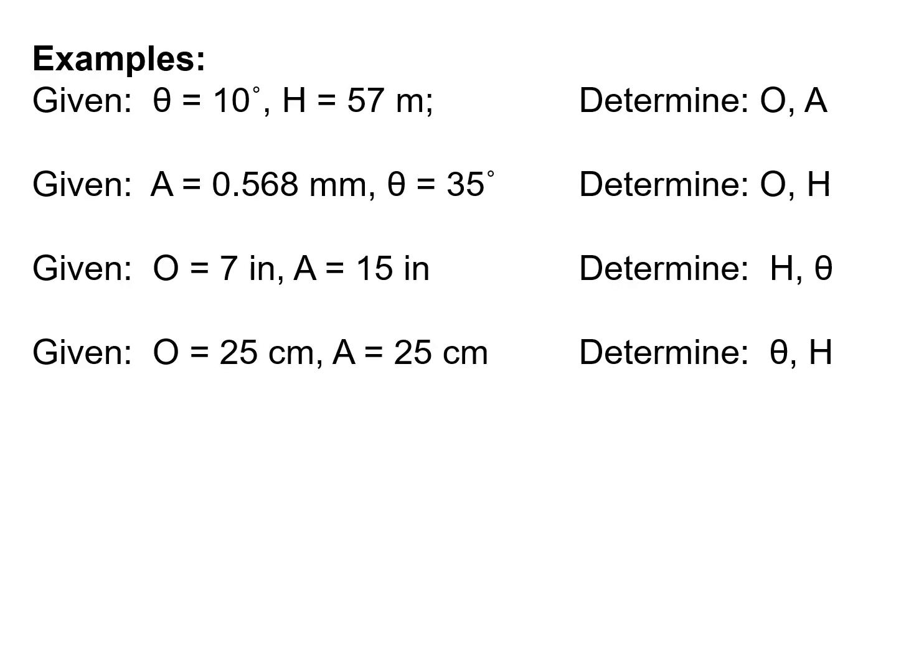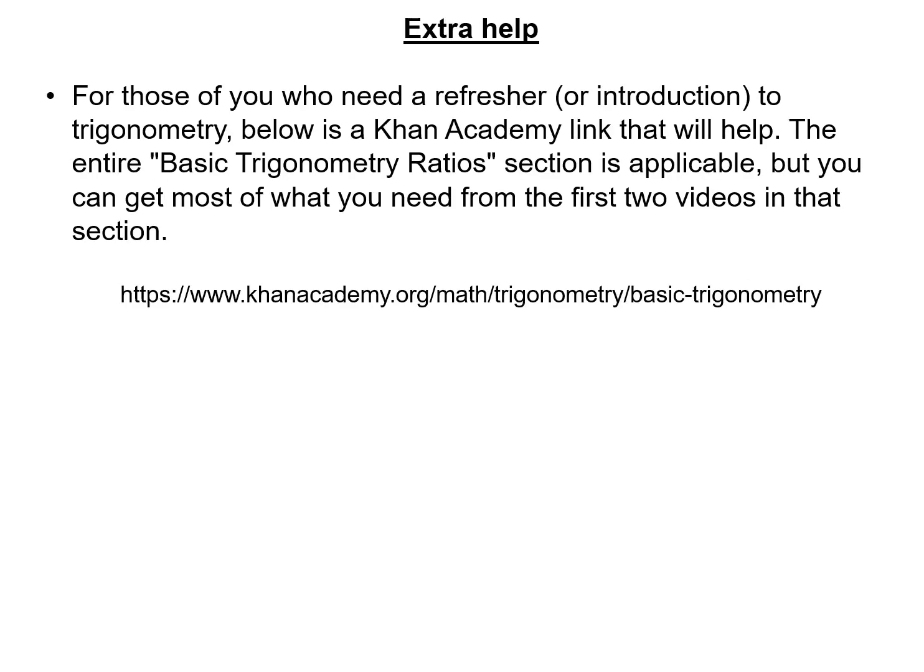So these right here are our examples. Either it's 10 degrees and h equals 57 meters. Determine O and H. These are just examples for you to work on. I will not do them, but work on these. They'll be very useful when you start working on your exam questions, maybe even the assignment coming up. Knowing this stuff will be very useful.